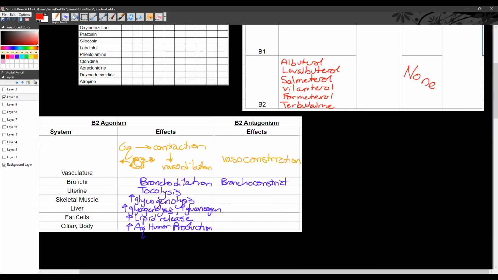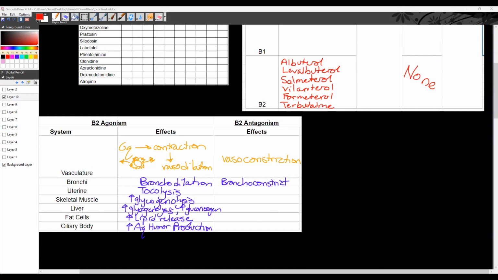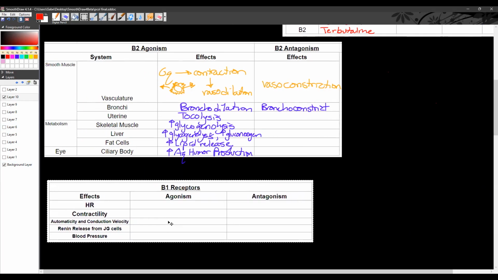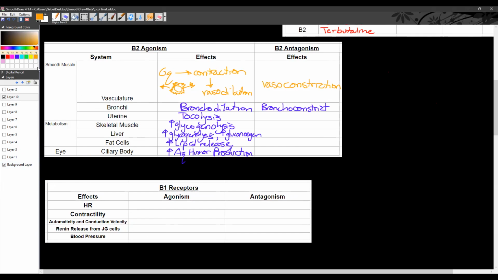What is beta 1 conjugated with? What kind of GPCR is it? So beta 1 is all about getting the heart to start doing its stuff. If beta 2 is all about Gq, which is contraction, beta 1 is all about revving up the heart. And so in order to rev up the heart and get the muscle to do what it needs to do, are we going to inhibit stuff or are we going to stimulate stuff? What do we think?